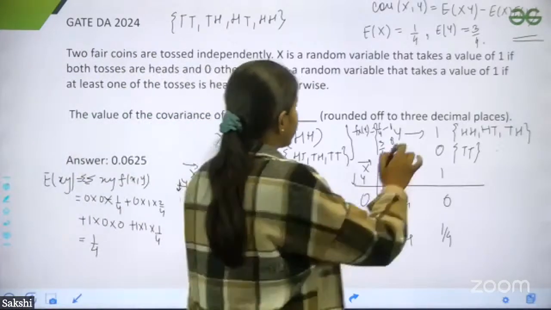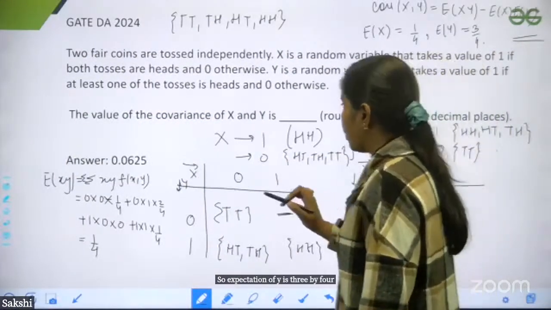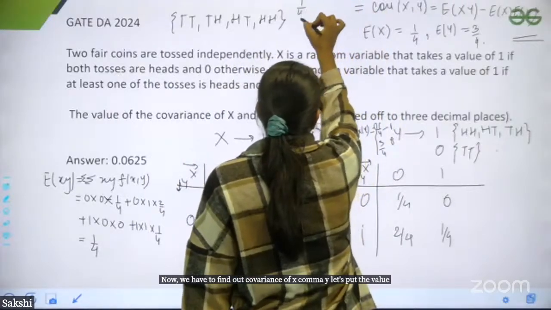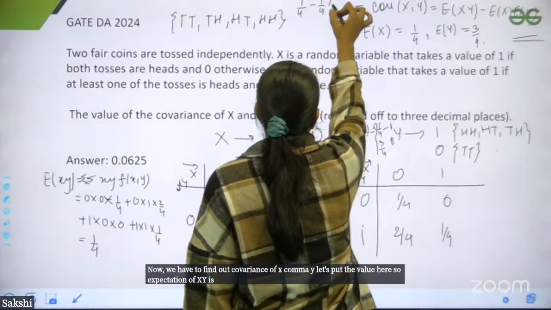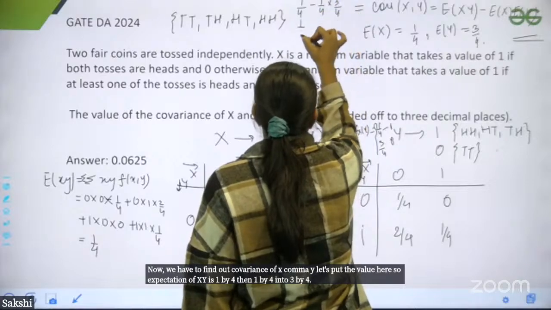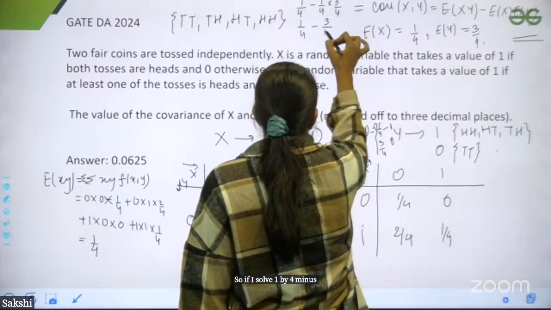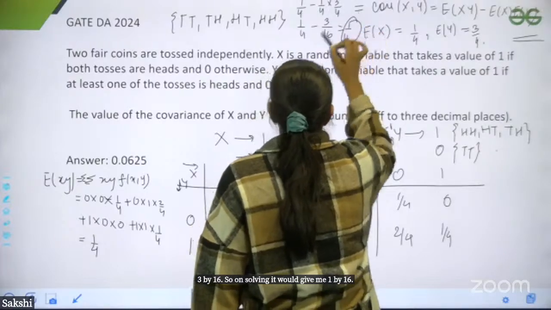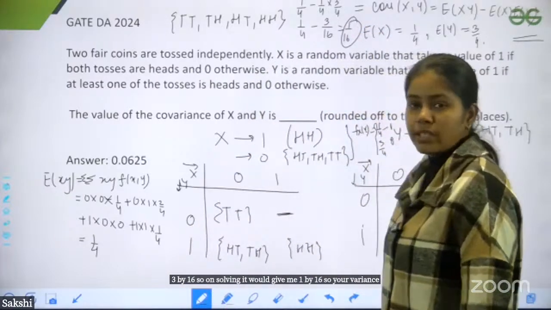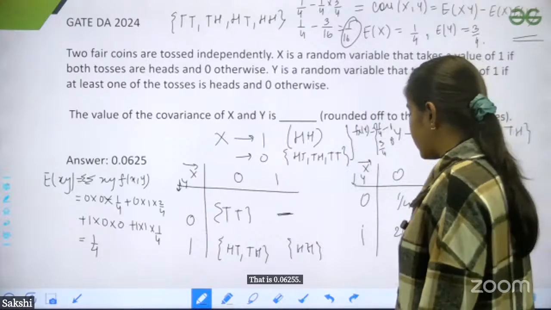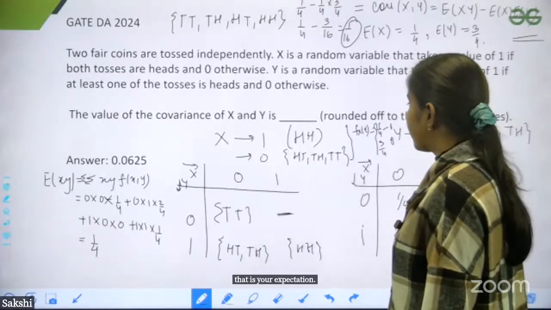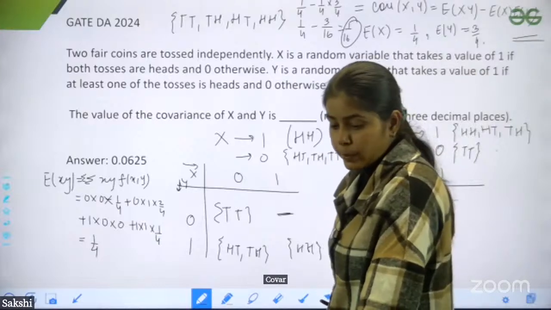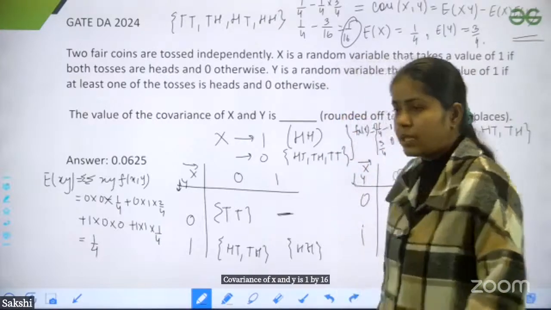So expectation of y is 3 by 4. Now we have to find out covariance of x comma y. Let's put the value here. Expectation of xy is 1 by 4, then 1 by 4 into 3 by 4. So if I solve 1 by 4 minus 3 by 16, on solving it would give me 1 by 16. So your covariance is 1 by 16, that is 0.0625. Covariance of x and y is 1 by 16, that is 0.0625.